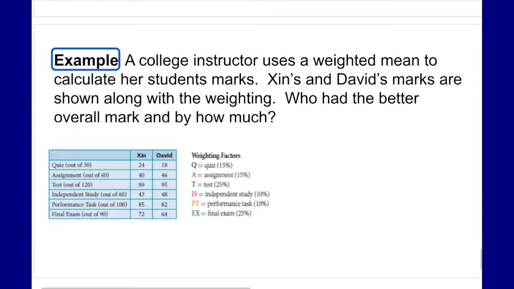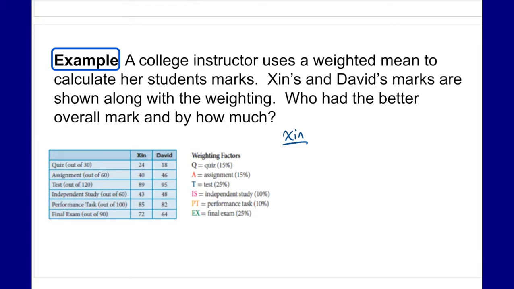So for example, a college instructor uses a weighted mean to calculate her students' marks. Jin and David's marks are shown along with the weighting. Who had the better overall mark and by how much? So each student has a mark out of a certain amount, and it has its weighting factor. Because we're looking at percentages, we need to figure out the percentages first. So we're just going to work through Jin's first, and then I'll give you the opportunity to pause the video so that you can try and do the same calculation with David. First, though, we have to calculate the percent.